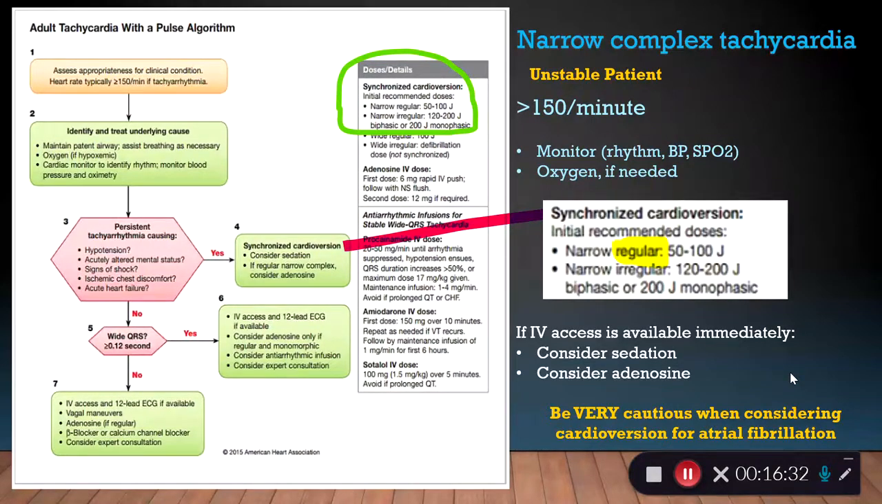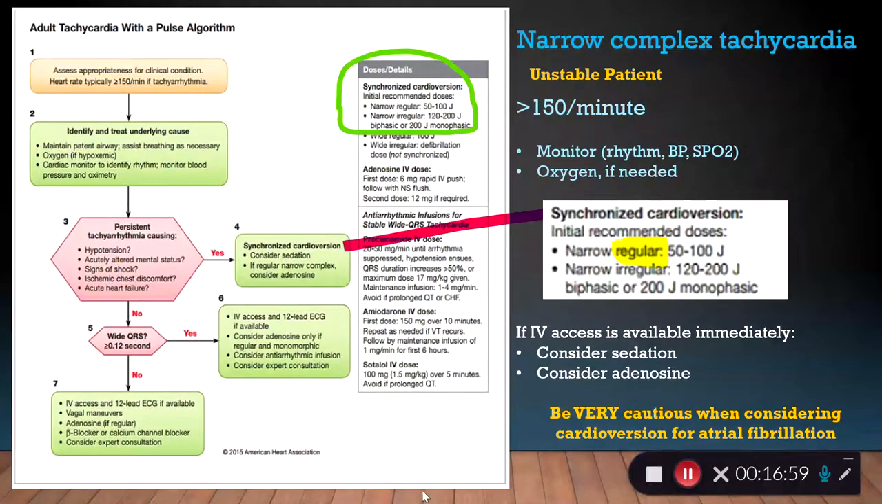Okay, so if you have IV access available, we're going to think about maybe sedating this patient, or if it's narrow complex and regular and we have an IV, we could just consider the adenosine, because it's not going to take any longer if we have an IV already established. Okay, so sick patients get electricity for the most part. Okay.